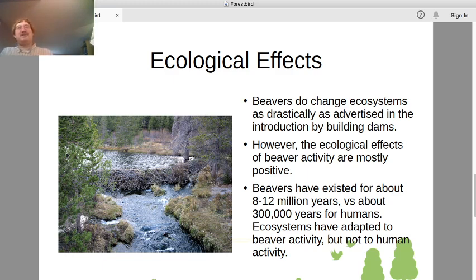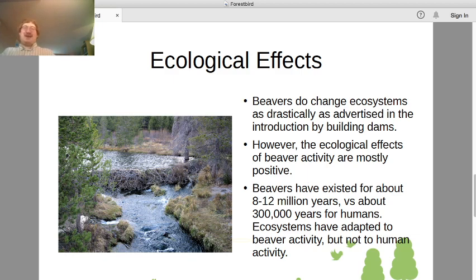So beavers have been around about 8 to 12 million years in their modern forms. The earliest beaver-like ancestors go double that age, to 24 million years ago, whereas human beings, modern humans, have been around for about 300,000 years. If you count earlier human-like creatures, that only stretches us back to about 1 million, and of course the period where humans have done things like drastically reshaping ecosystems with modern industrialization is only a few hundred years.